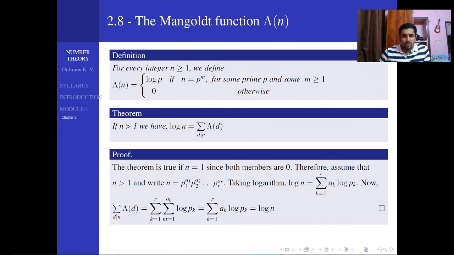Now we move on to the values of n which are greater than 1. We write n as a product of powers of primes. Then taking a logarithm on both sides, we get log n is equal to summation k equal to 1 to r of a_k log p_k. Now we start with the divisor sum formula, sigma d divides n lambda of d, that can be written as sigma k equal to 1 to r, sigma m equal to 1 to a_k, log p_k, because we need not worry about all those divisors, but only the divisors of the form p raised to m.